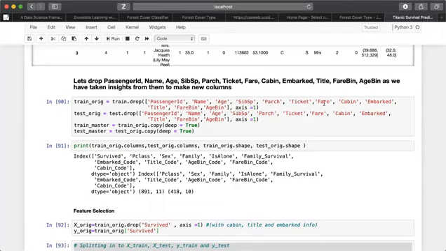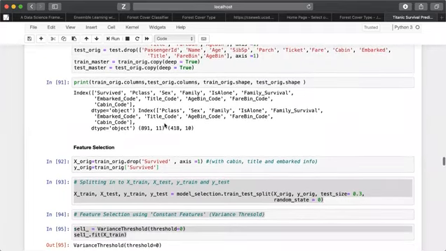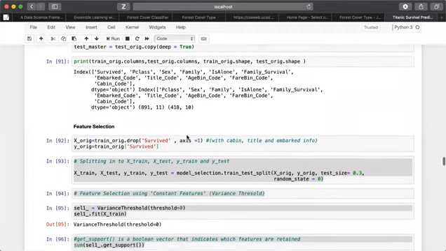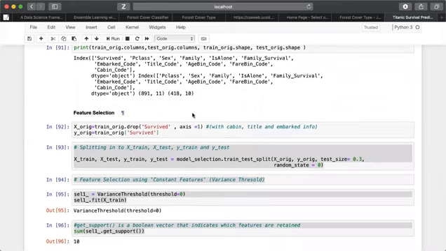So I've dropped. From fare, we have made the fare bins and fare bin code. So both fare and fare bins I've dropped. From cabin, cabin code has come, so cabin I have dropped. Similarly, embark code has come, and title code has come, so these things I have dropped. So if we see, around 10 columns are remaining: 11 columns in the train and 10 columns in the test.